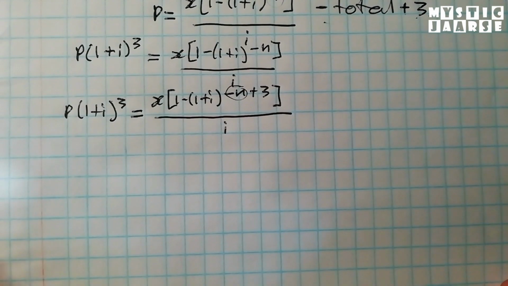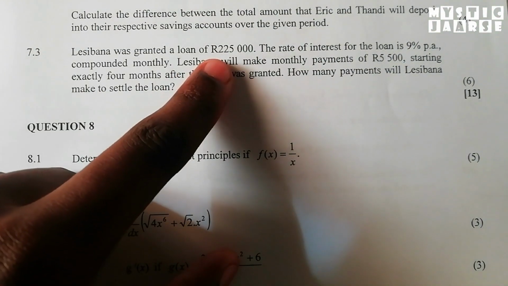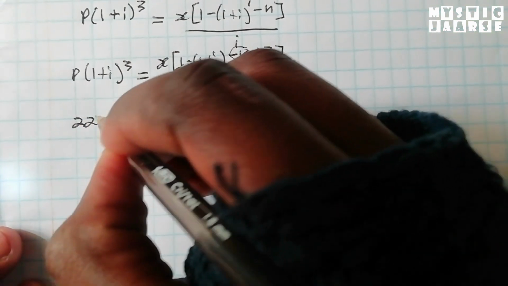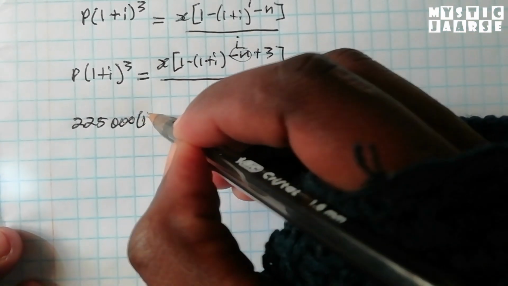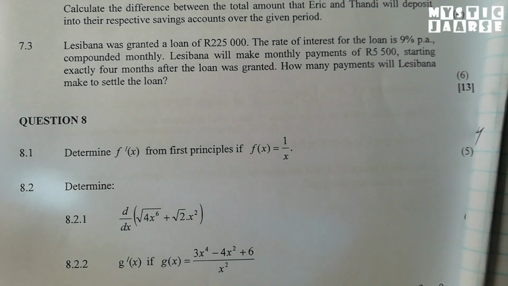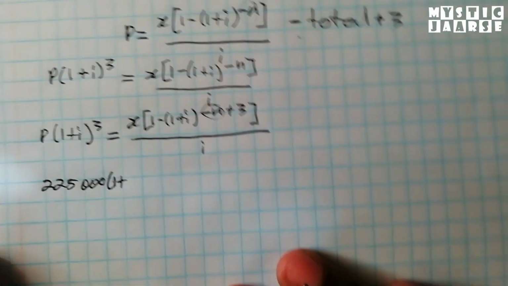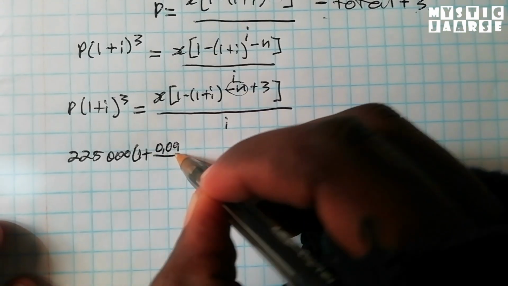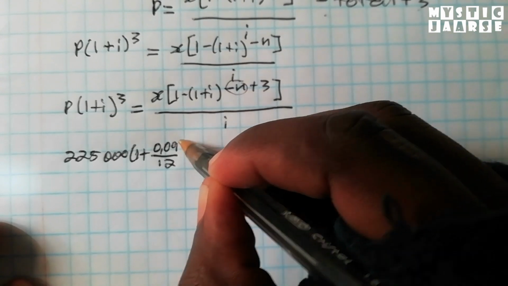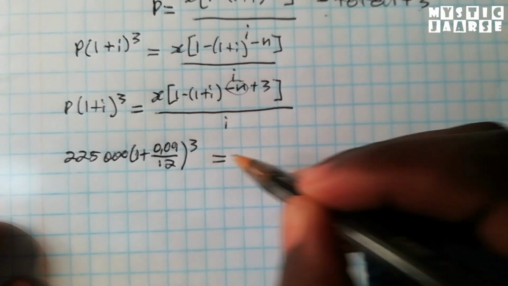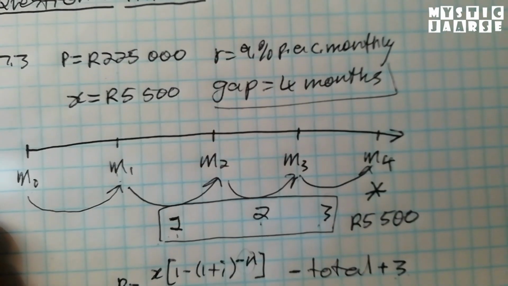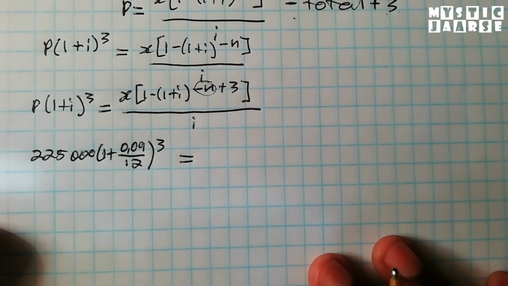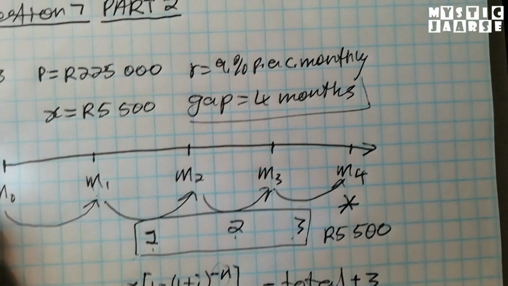So let's plug in our values. Lesibane borrowed 225,000 rands from this bank. So we have 225,000 rands into 1 plus interest rate, which is 9% per annum compounded monthly. So 9% divided by 100 is 0.09, divided by compounding frequency, which is monthly, so we divide by 12, to the power of 3, is equal to, this one makes payments of 5,500 rands each month, starting from the 4th month to settle this loan.